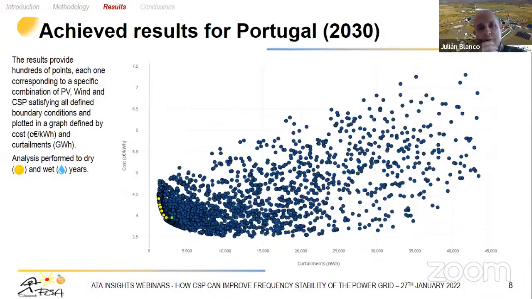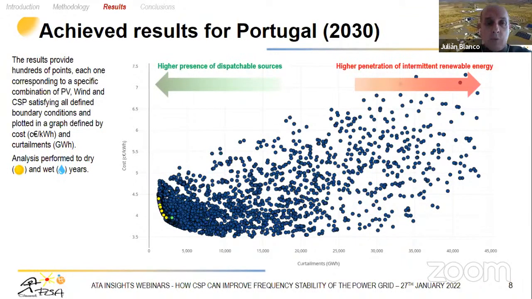Okay, these are the results that we achieved. We have a huge number of points, all of them suitable and according to the specific conditions imposed. Each point is a specific, different mix of all the previous technologies, but what we are especially interested in is the contribution of PV, wind, and CSP, and this has also been done for dry and wet years.